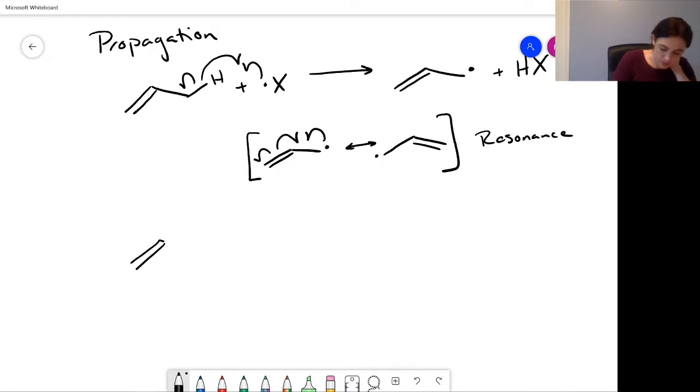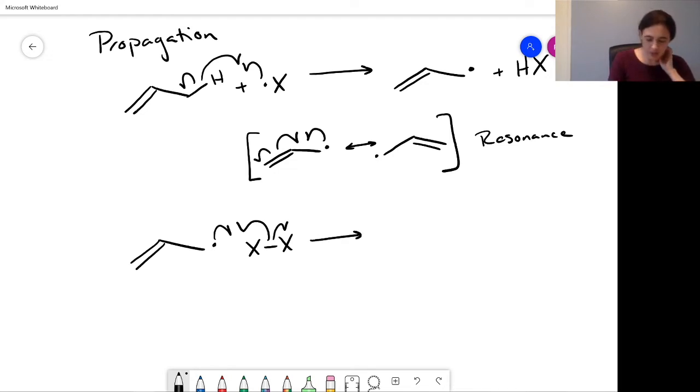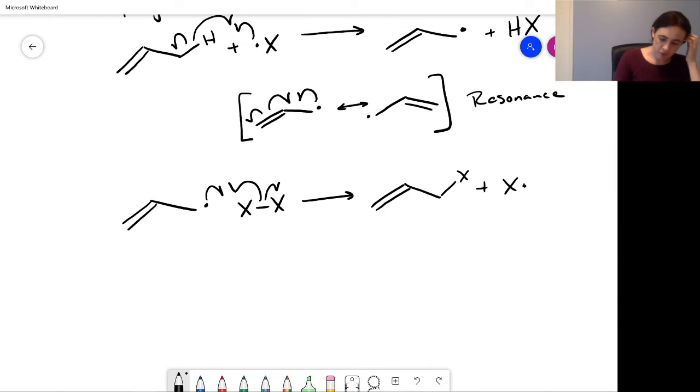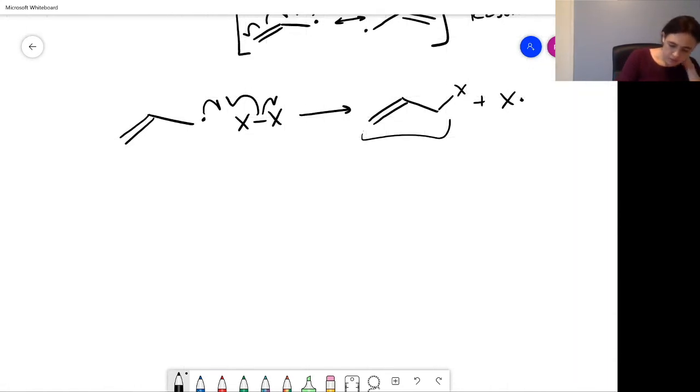So the next step in our propagation involves three arrows, one coming from the radical and the carbon to form a new bond with one of the halogens, generating a new halogen radical. And finally, now we've formed our desired product. This radical will continue on through more propagation steps.